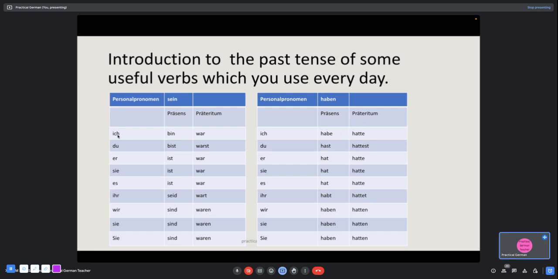If you remember, for ich, du, er, sie, es, it's the same, right? And for wir, ihr, sie, it's the same, right? You know what I'm saying? So if I have to learn this table, I will learn for ich hatte, du hattest, er, sie, es hatte, ihr hattet. For wir, sie, it is the same. You know what I'm trying to say? Learn this. About past, we'll talk later, but just learn this.